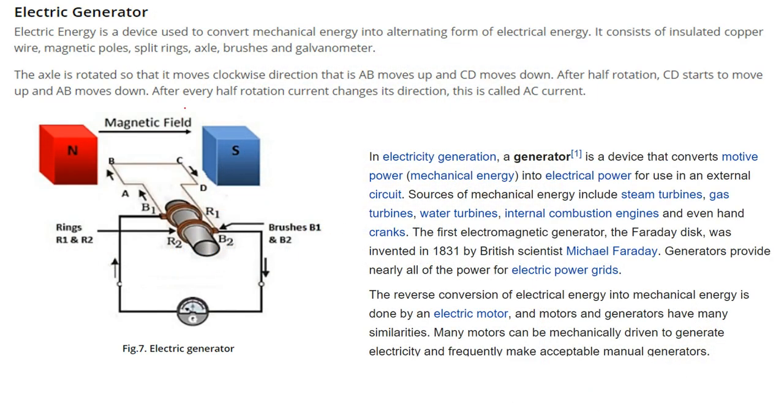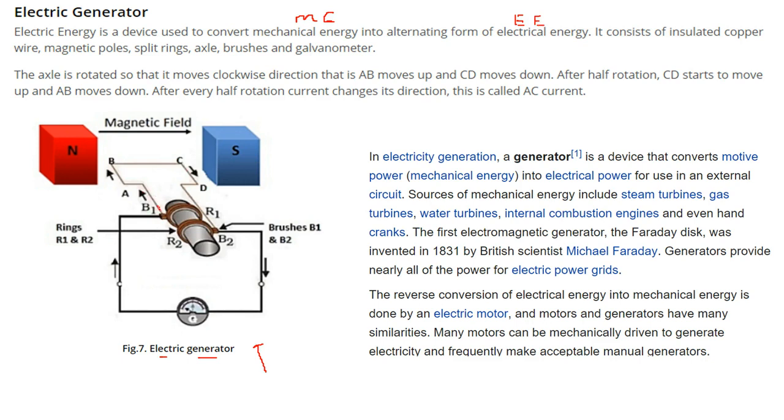Electric generator. So an electric generator is a device. If you see here, generator means generating, electric means electric, generating a device. So it's a device used to convert mechanical energy into electrical energy. So this consists of, again, insulated copper wire.